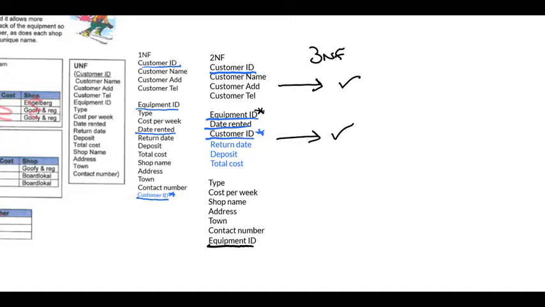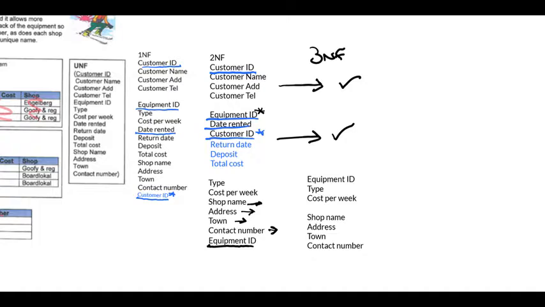Now in our example, it gives you information about the shop as a separate table, and so that should help us identify that shop name, address, town and contact number are the fields that come out into a new table. Equipment ID, type, cost per week stays in the original table. So I'm just going to type that quickly.